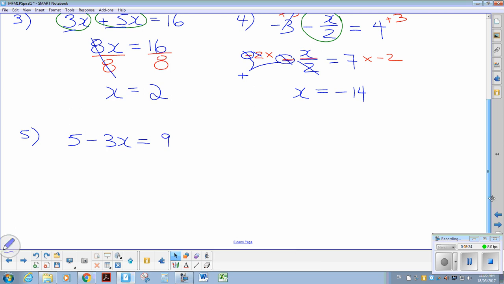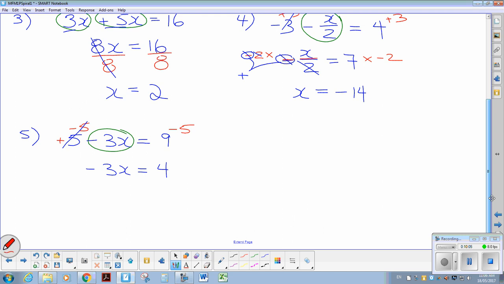So same process. You circle the term with the x. All right. That means we need to get rid of the 5. This is a positive 5. So to get rid of it, I'm going to have to subtract 5. Whatever I do to one side, I have to do to the other. So I'm going to subtract 5. Again, I need to see what's in red for full marks. 5 take away 5 is 0. Negative 3x equals 9 take away 5 is 4.